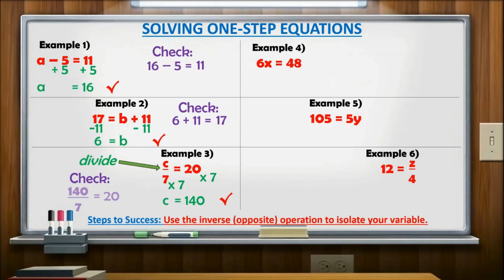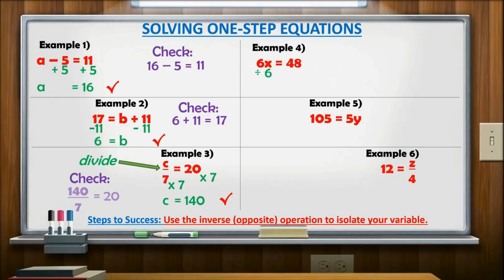We have 6x is equal to 48. So again, we ask ourselves, what does this mean? And this means 6 lots of x, or 6 times x, is equal to 48. So using my steps to success, I want to do the inverse operation to isolate my variable. And I'm going to do this by doing the inverse of multiplying by 6, which is to divide by 6. So this allows me to cancel out the 6's in order to get my x on its own.